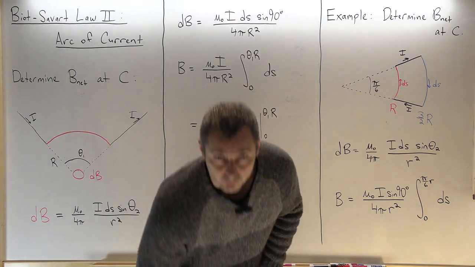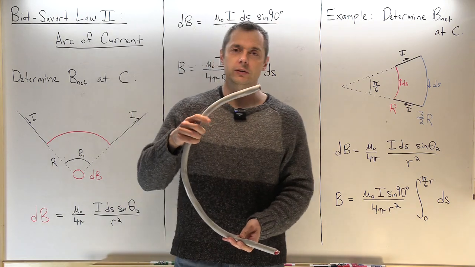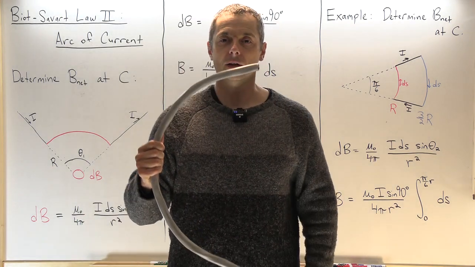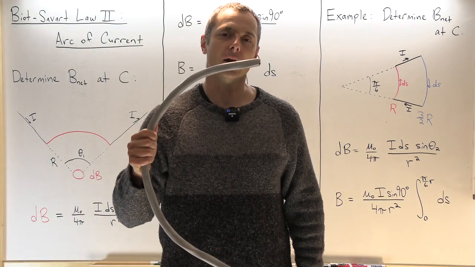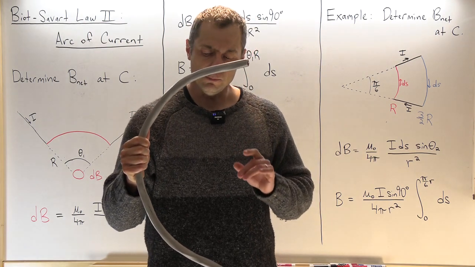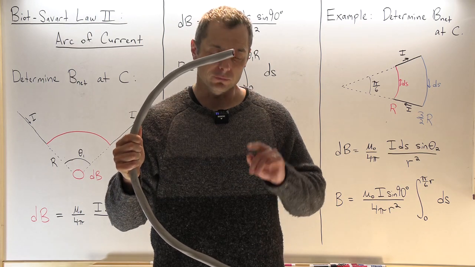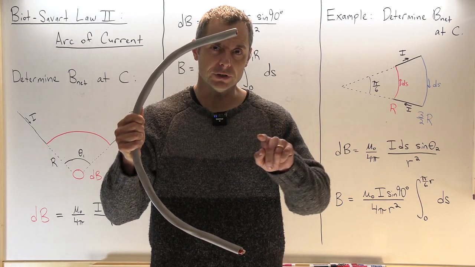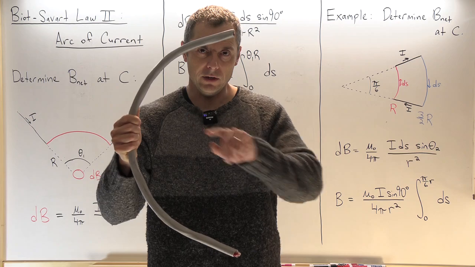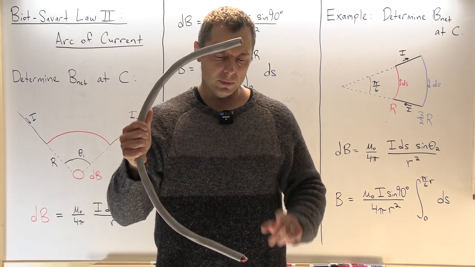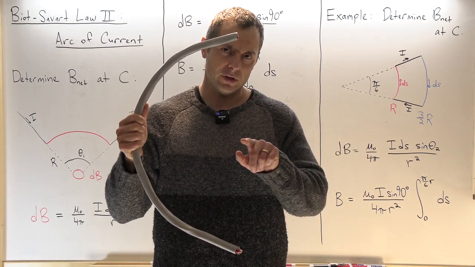In this video, what we're going to do is find the magnetic field of an arc of current like this. Not a circle, but a part of a circle. And there are two main attributes that affect the magnetic field. First of all, we find it at the center of curvature, not somewhere else like here or here. That's too hard of a problem. So we only find it at the center of curvature.